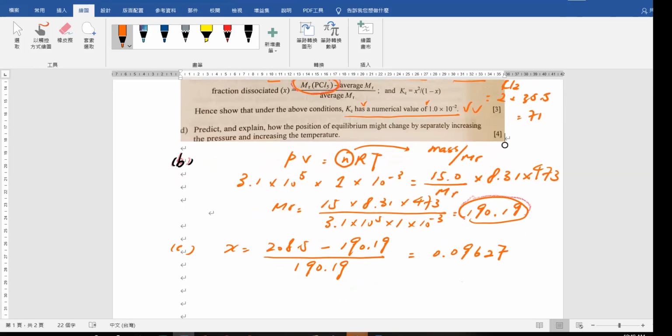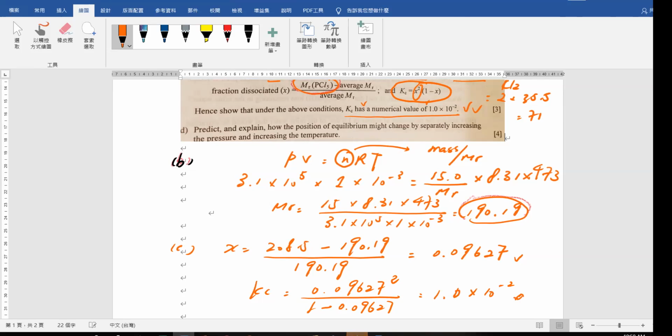So now once you got this number, you're going to plug in the x into this. The Kc will be equal to x squared, right? So it will be this one over 1 minus x. So it's 1.0. Yeah, so it's the same.